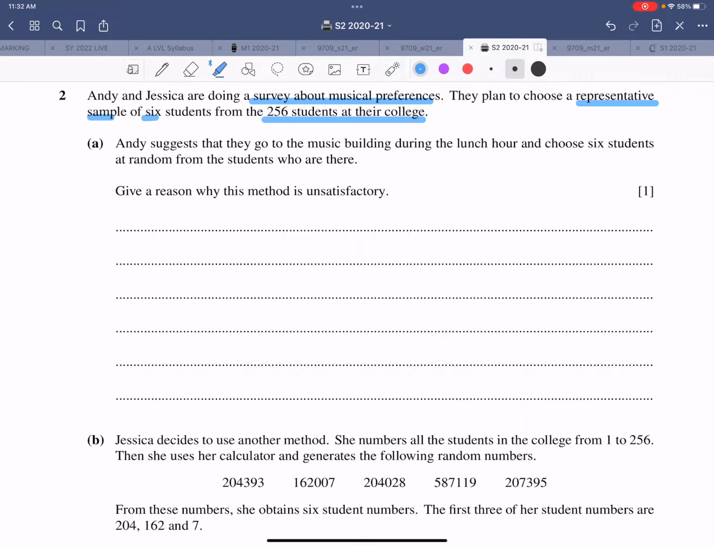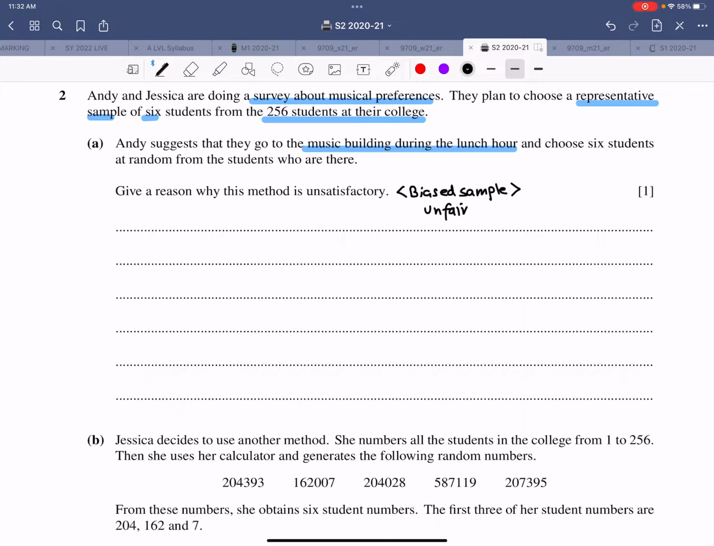Andy suggests that they go to the music building during the lunch hour and choose 6 students at random from the students who are there. Give a reason why this method is unsatisfactory. Unsatisfactory means it's a biased sample. It's not fair. It's unfair.